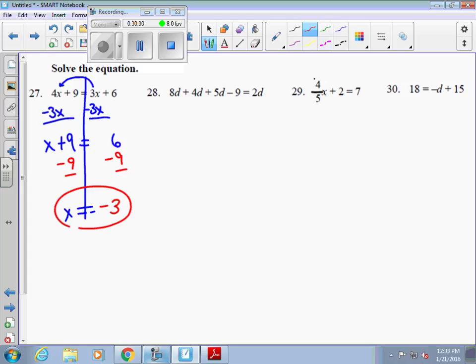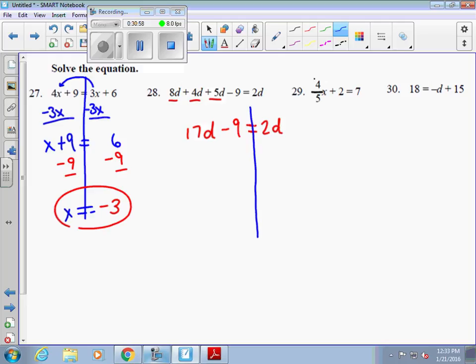For number 28, you have a bunch of D's all on the same side. Then you got one D on the other side. Before you try to undo anything, you have to combine all your like terms. 8D, 4D, and 5D. 8 and 4 is 12, plus 5 is 17D, minus 9 is equal to 2D. Now, typically, like on number 27, when you have variables on both sides and you want to collect them, you would bring your smaller 2D over to your larger 17D.